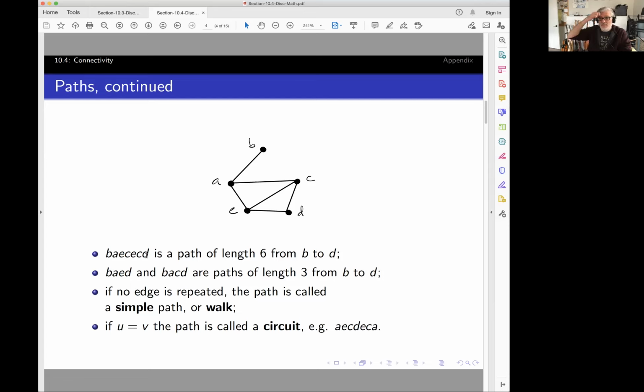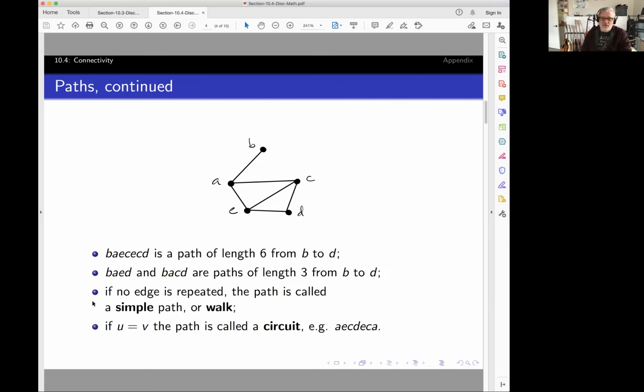Notice that I'm going through the same vertices several times. It has length 6, right? So I started B, A, E, C, back to E, back to C, and then D. Yep, right, 6. So 1, 2, 3, 4, 5, 6. So it's a path of length 6. I've used the same edge twice, right? Actually more than once, but in that direction, I've used it twice. And I've used the same vertices several times, right? BAED and BACD are different paths of length 3 from B to D.